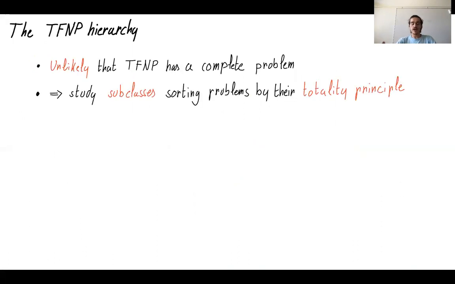So now that we know how reductions work, we can talk about complete problems. The thing is, it's unlikely that TFNP has a complete problem. This is because TFNP is a semantic class. So to get around that, we study subclasses that aggregate problems by the principle that guarantees their totality. Recall that in TFNP, all the search problems are total. That is, they always have a solution.